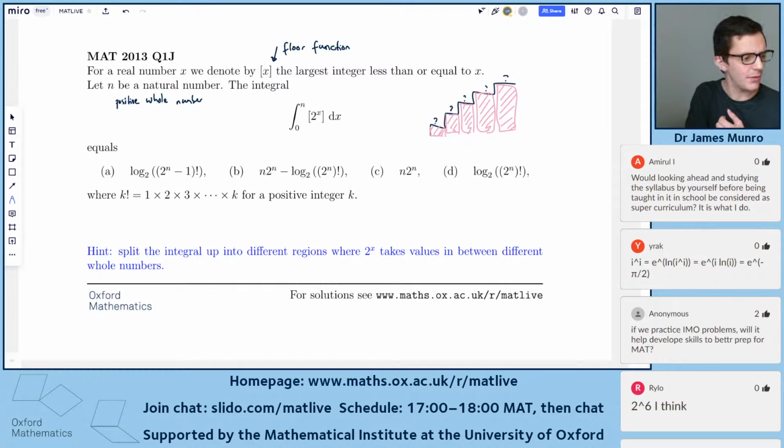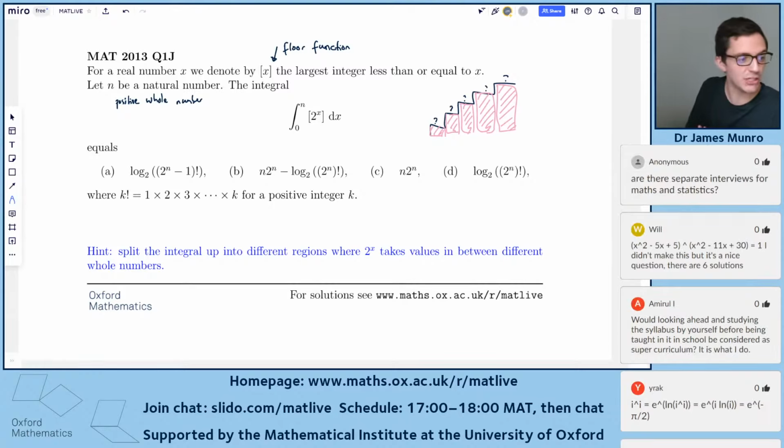There was a question about IMO problems there. If I practice IMO problems, is that good skills for prep for the MAT? I think it could be. I think IMO problems are a little bit different. They sometimes involve knowing a lot more facts than we assume for the MAT anyway, especially lots more geometry.